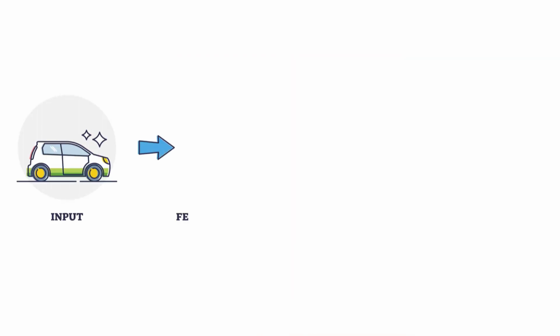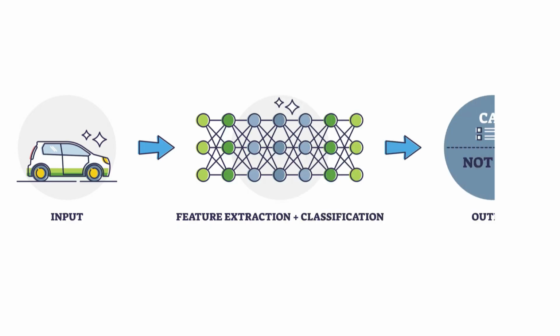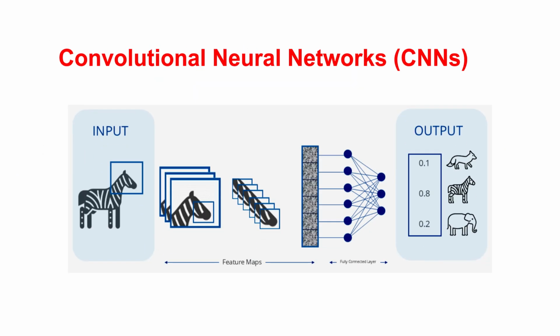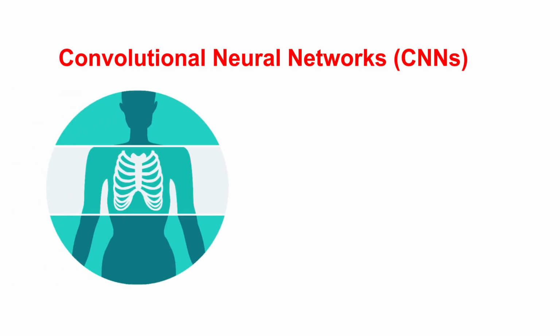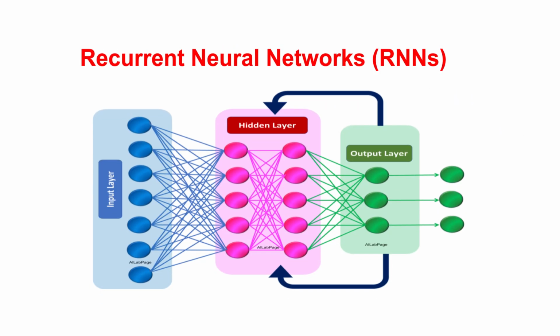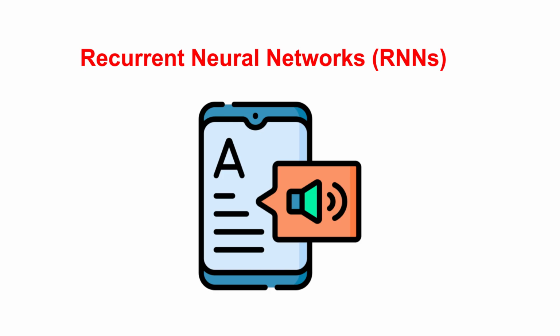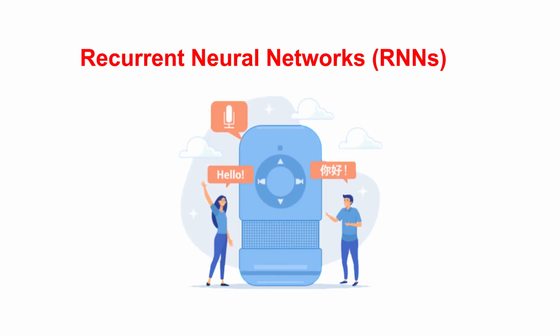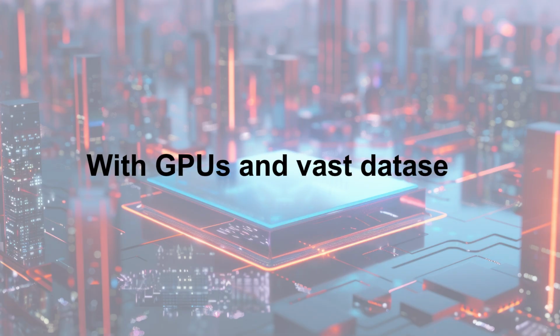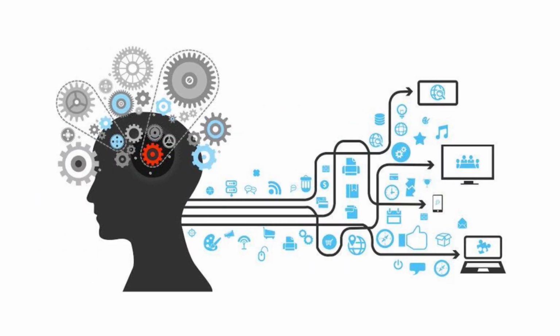These architectures could automatically extract features from raw data instead of relying on humans to predefine them. Convolutional neural networks, CNNs, transformed image recognition, powering everything from medical imaging to facial recognition. Recurrent neural networks, RNNs, handled sequences like speech and text, laying the foundation for translation and voice assistance. The breakthrough was scale. With GPUs and vast data sets, deep learning crushed benchmarks in speech, vision, and translation.